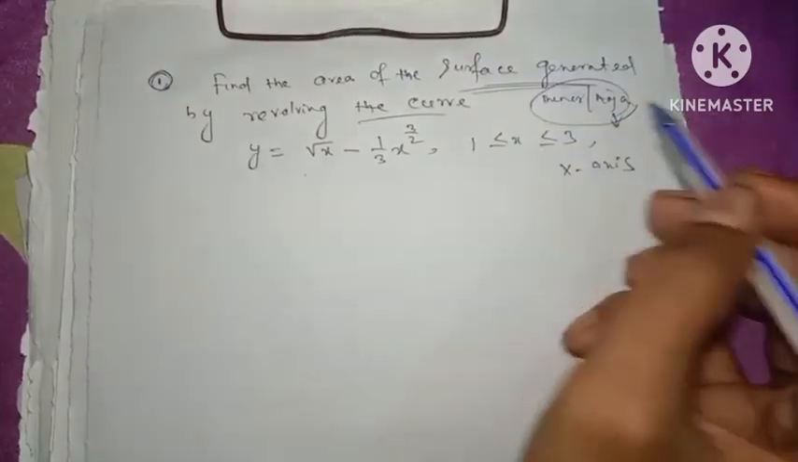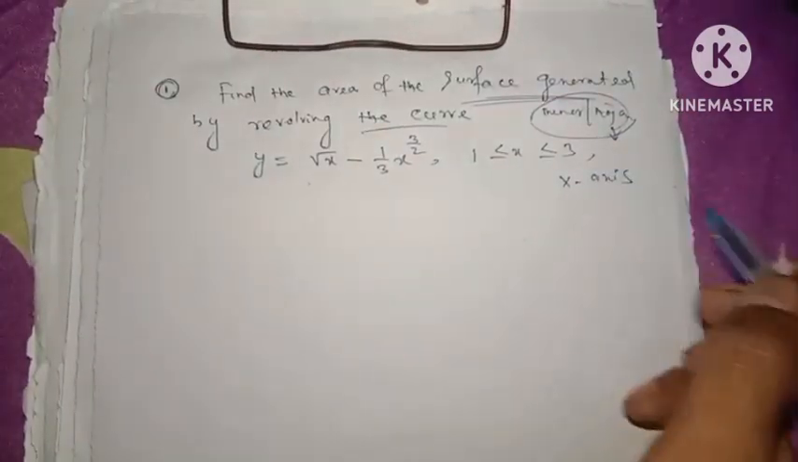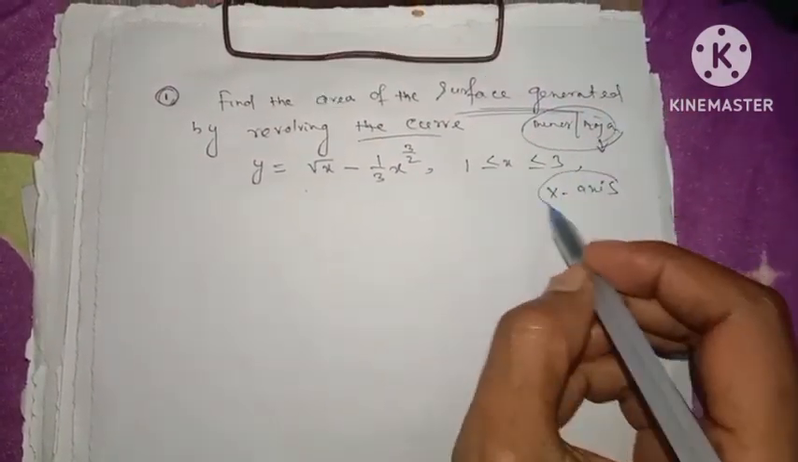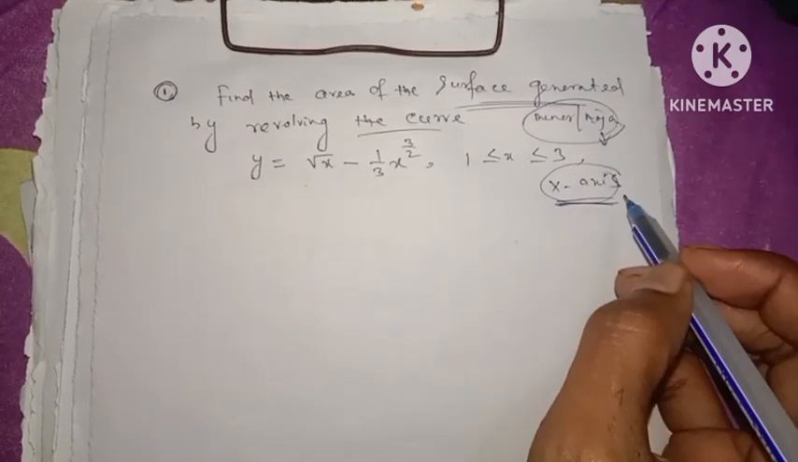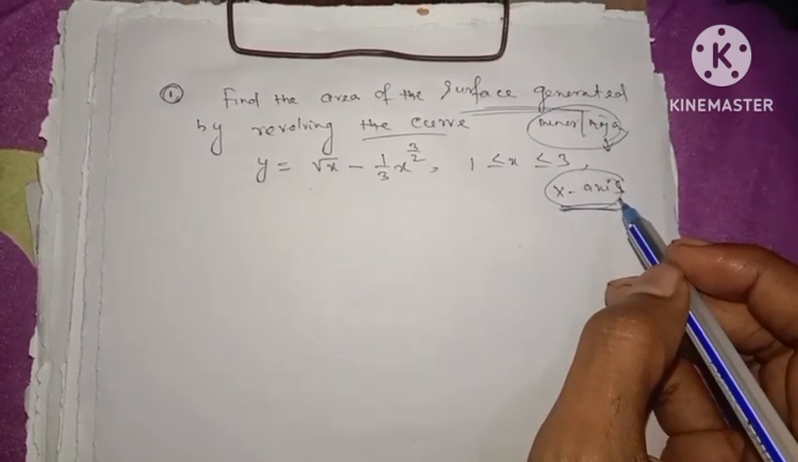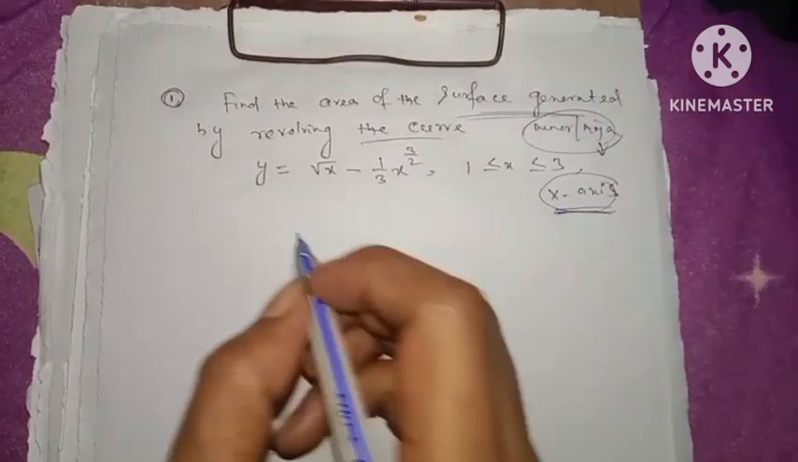This is the question about the surface area generated by revolving the curve. The question is about the x-axis. There are two types of question: one is the x-axis, another is the y-axis. What is the formula for the x-axis? Tips.